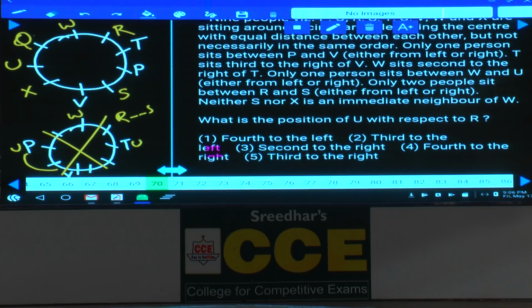Then 70, what is the position of U with respect to R? U is seated third to the right. Third to the right, that is choice 5. This is about questions number 66 to 70.